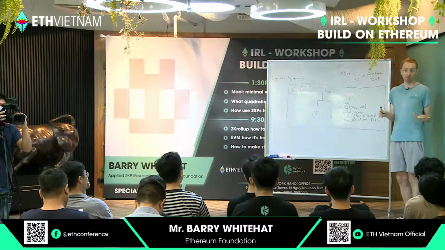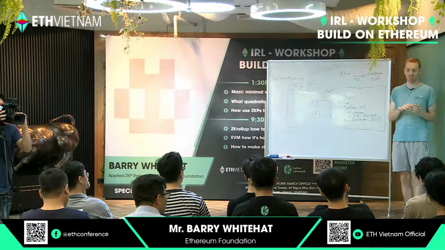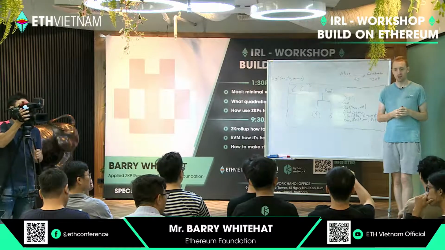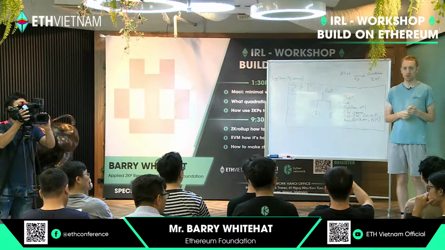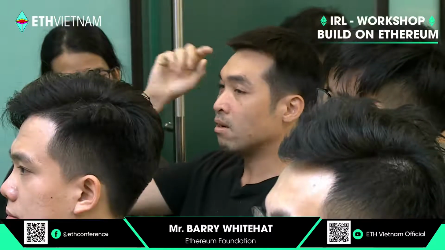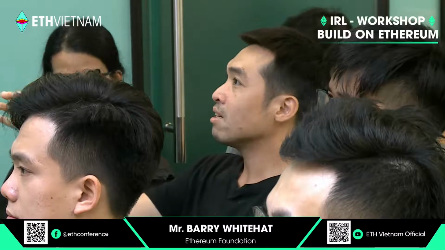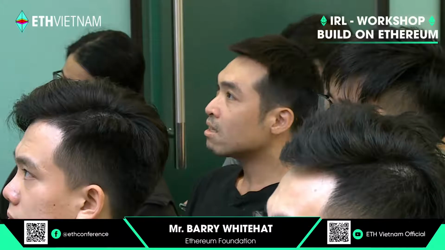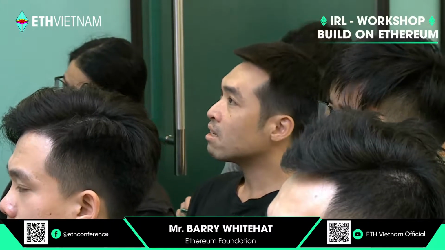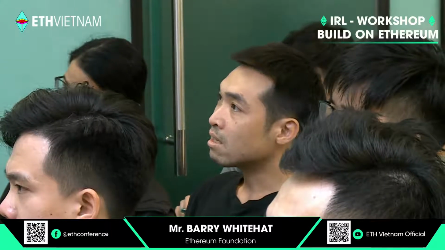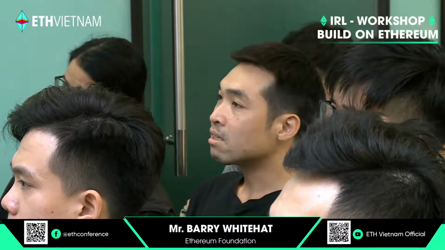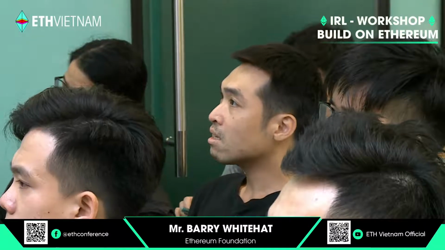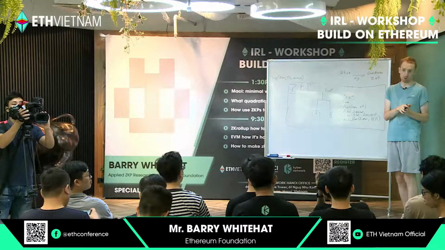Right, so any questions so far? Yes? If you are going to update the whole tree, shouldn't there be concurrency? So the question is, if you're going to update the rest of the tree, shouldn't there be concurrency? You're saying that we should update Alice's leaf and Bob's leaf at the same time? Is that what you're saying?